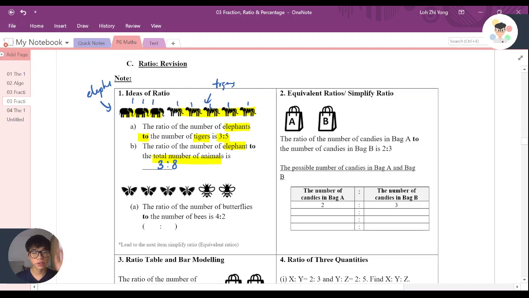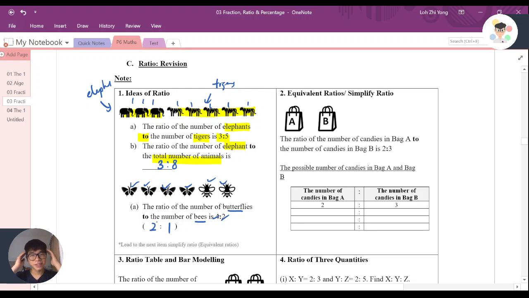Okay, the next one. The ratio of the number of butterflies to the number of bees is 4:2. Now, is it correct? 1, 2, 3, 4. Yes, it's 4. 1, 2 is 2. 4:2. Yes, it is correct. But we usually don't write it as 4:2. Why? Because we can simplify. And usually we simplify by dividing by 2, and that is 2:1.